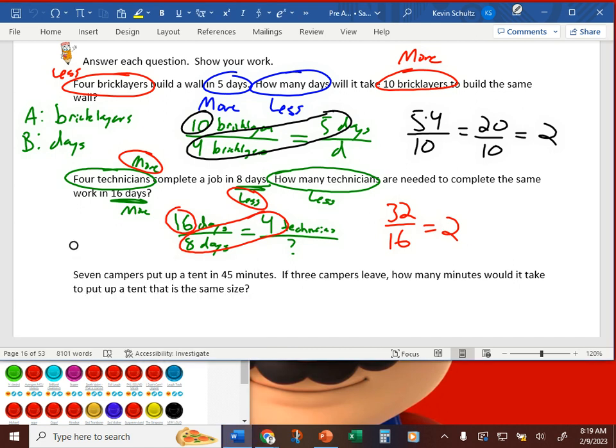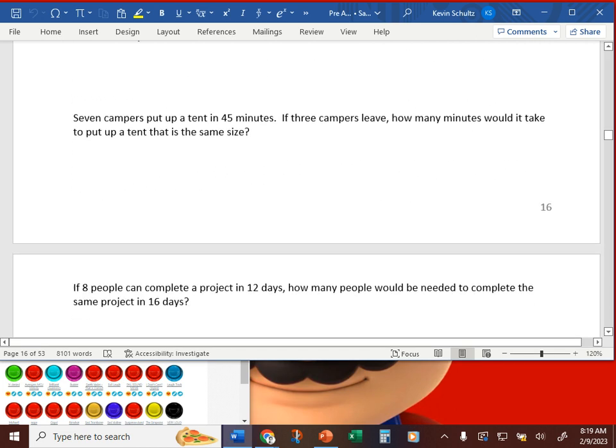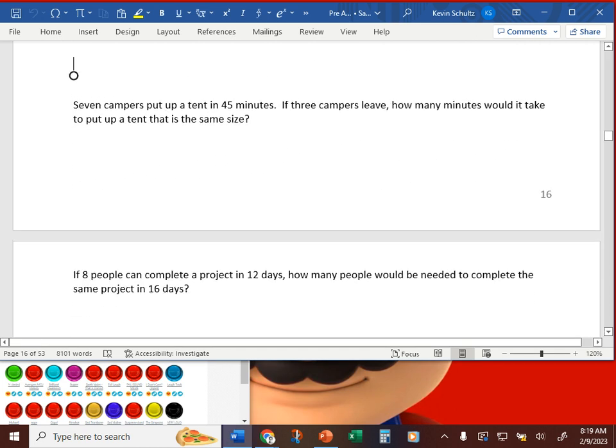All right. Let's look at the next one. 7 campers put up a tent in 45 minutes. If 3 campers leave, how many minutes would it take to put up a tent that is the same size? The wording here gets a little bit tricky again. Okay? But let's start. What are our units? What are we working with?